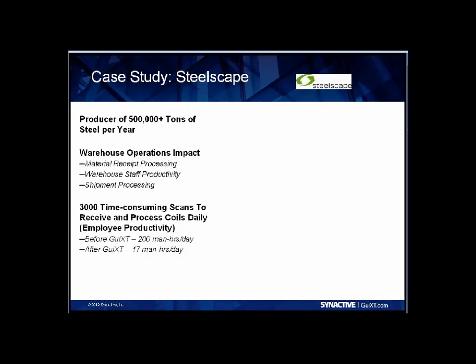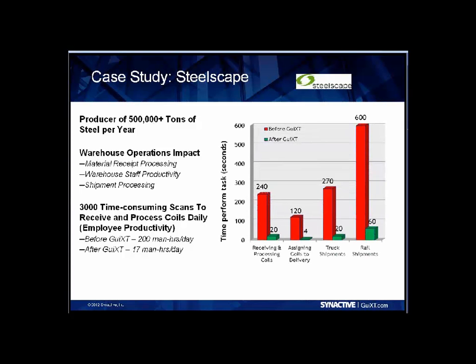And here are the results. Basically, Steelscape processes about 3,000 scans a day using about 200 man-hours. With the GuiXT solution, it was reduced to 17 man-hours, which is basically 12 times faster. And here's how it's broken down.